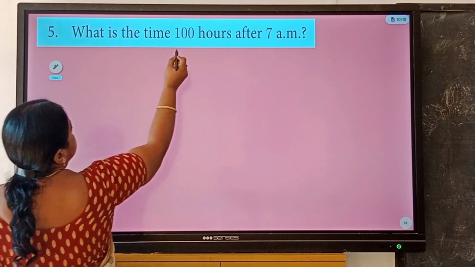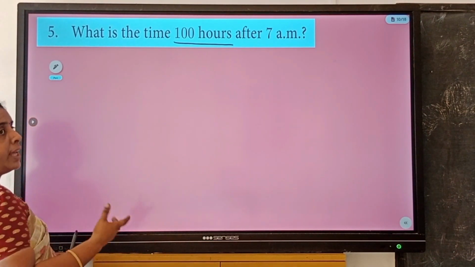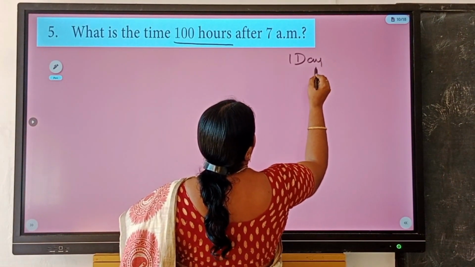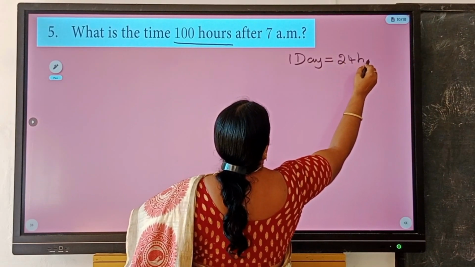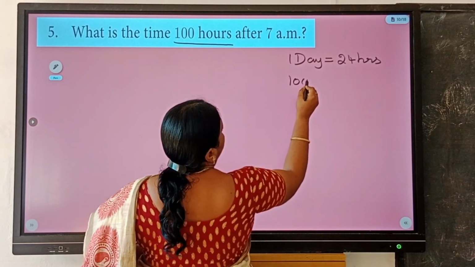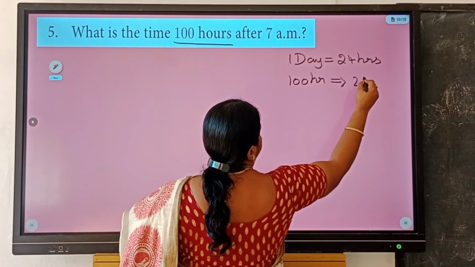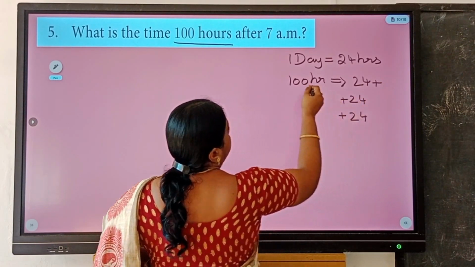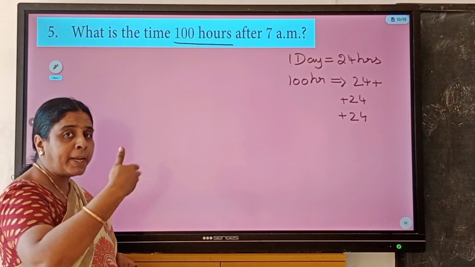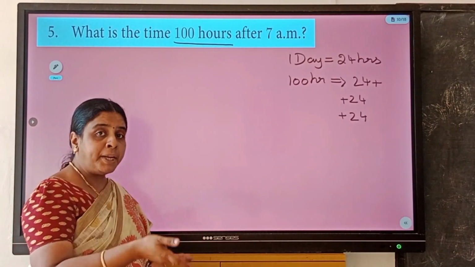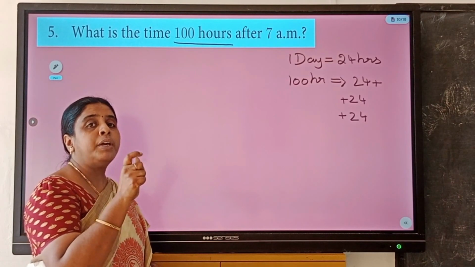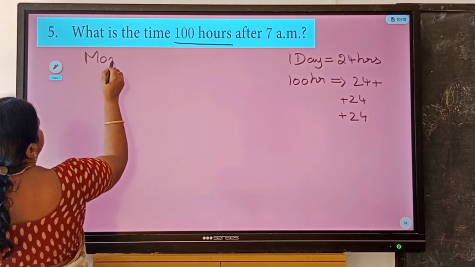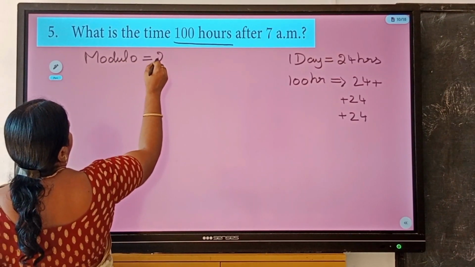the word 100 hours, if you take it for calculation, one day we will have how many hours? 24 hours. So to calculate for 100 hours, we are going to keep on adding 24 plus 24 plus 24, and it keeps on adding. So here you can find the repeated number is 24. The repetition which is happening here, that number is going to be taken as the modulo. So the modulo, first we will write, is 24.